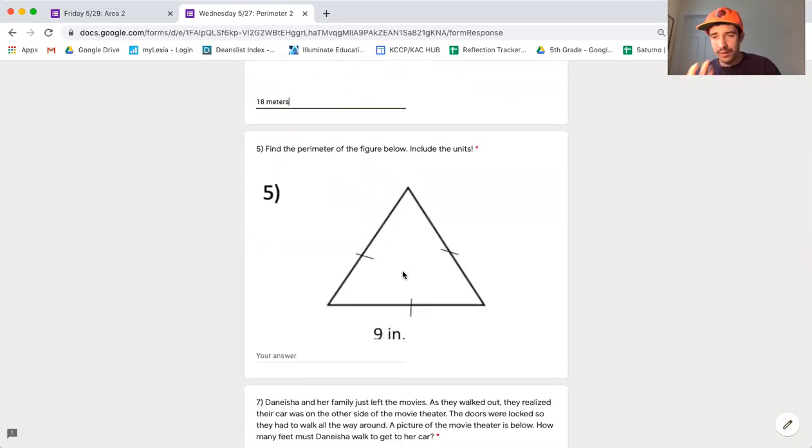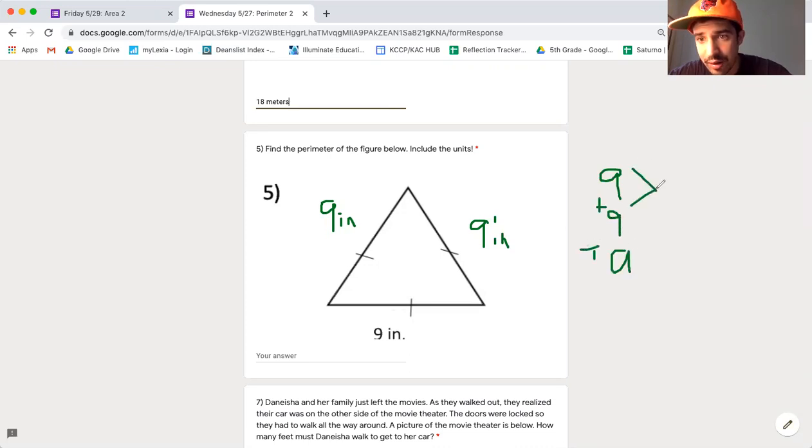Now, moving on to the next one, number 5. Whoa, I only have one side length labeled. Luckily, I know that the dashes mean that all the side lengths are equal. So for those keeping score at home, this is an equilateral triangle because all side lengths are equal. So now I'm going to add 9 plus 9 plus 9. I know 9 plus 9 is 18. If I add 9 more, 9 plus 18, that's 17, carry the 1, is 27 inches.